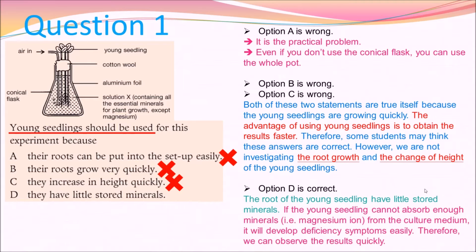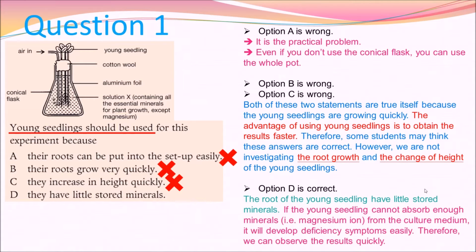Agree? And then what if the young mouse do not obtain a sufficient amount of calcium? What will happen? You may see that the bones of the young mouse will not grow as healthily as the normal case. So in this part, the same idea. If the young seedling cannot absorb enough minerals, especially the magnesium ion in this experiment from solution X, it will develop the deficiency symptoms so easily.